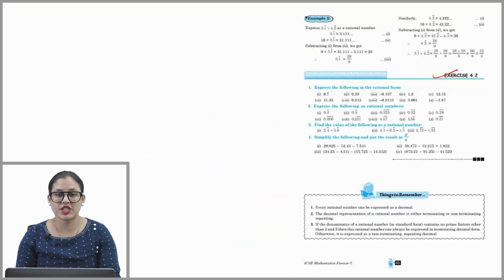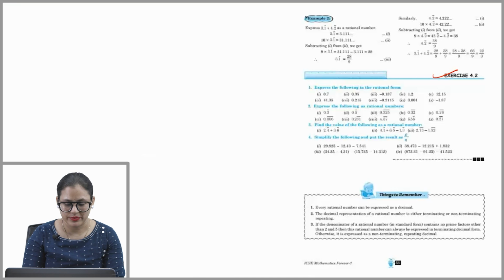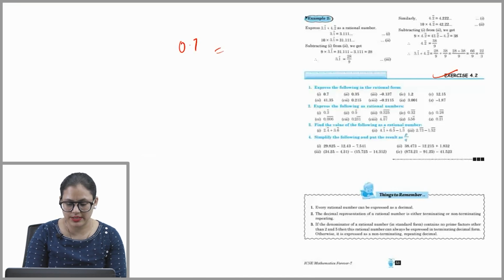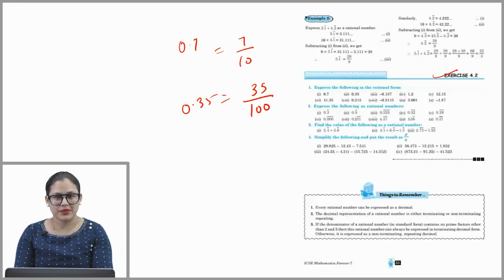Exercise 4.2. Express the following in rational form. 0.7 is 7 by 10. 0.35 is what? 35 upon 100, because there are 2 decimal places, right?